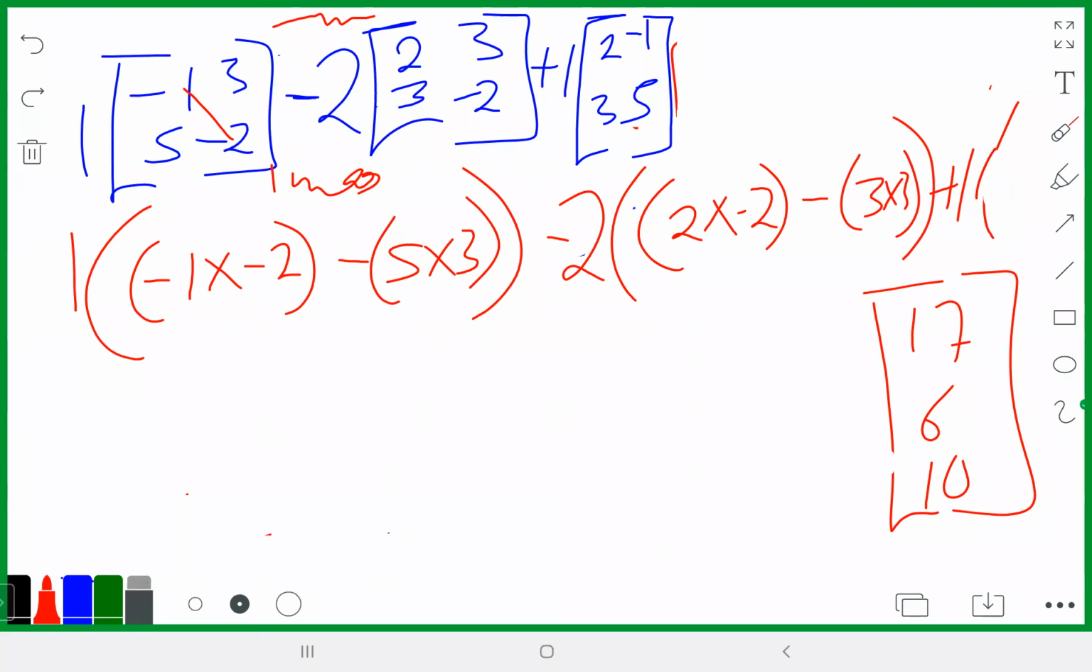5 times 2, it is 10, minus negative 3, right? 3 times minus 3 times negative 1 is negative 3. So it will be plus 3. Okay? Like that. So from here, we can proceed and have 1. What is negative 1 times negative 2? It is 2, right?